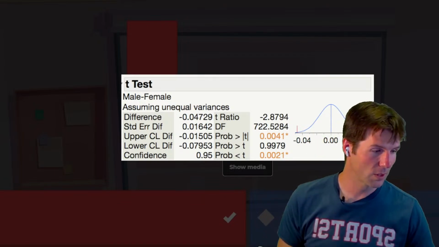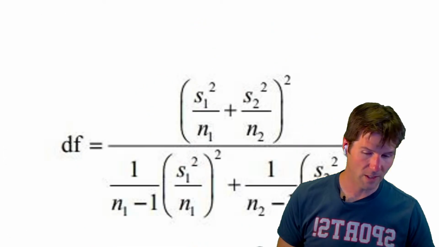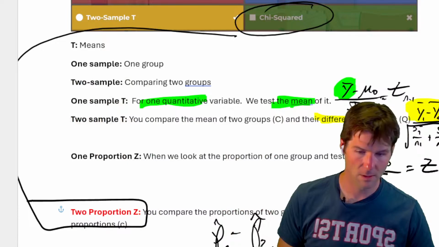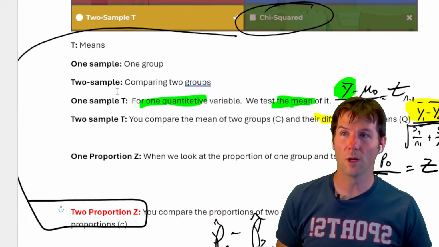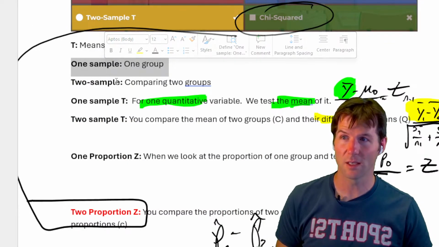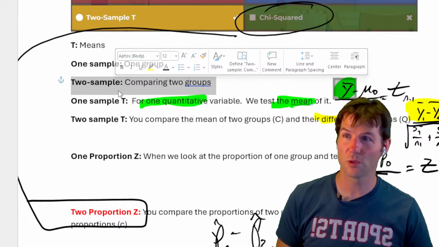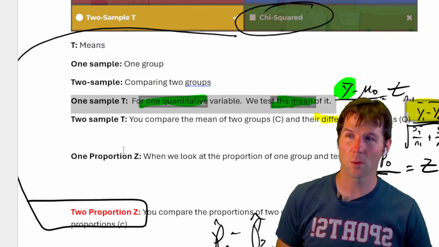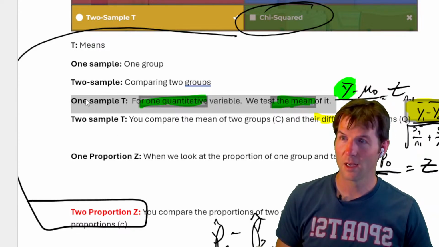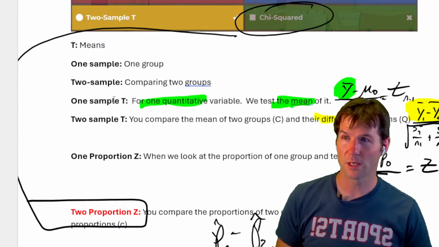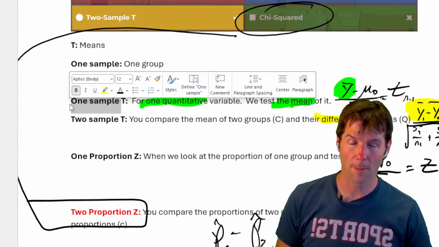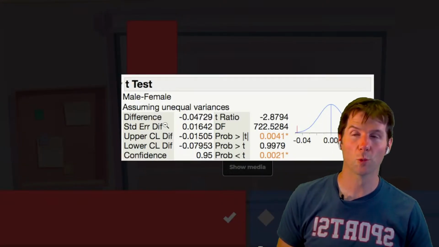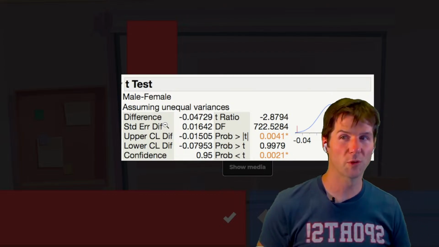Going back to our notes, let's go back to this thing we did way earlier. Here it is. You could do a one-sample t-test that is two-sided. You can do a two-sample t-test that is two-sided. You can do a one-sample z that's two-sided, two-sample t that's two-sided, one proportion z that's two-sided. The sample part of it goes to how many groups there are. So when something is two samples, there are two groups. Do you see the two groups right here?